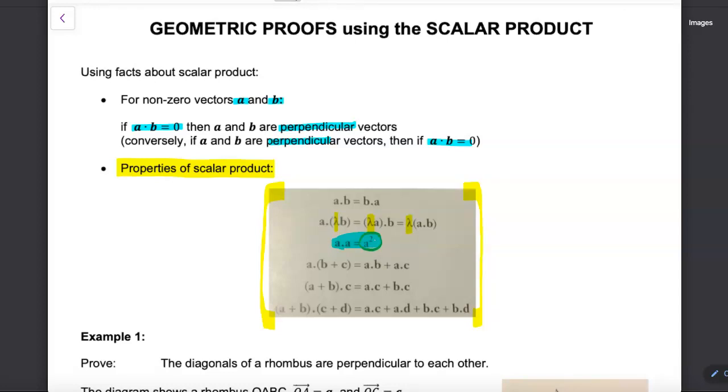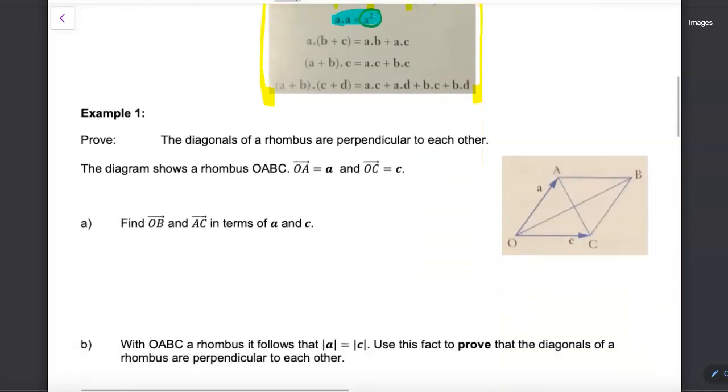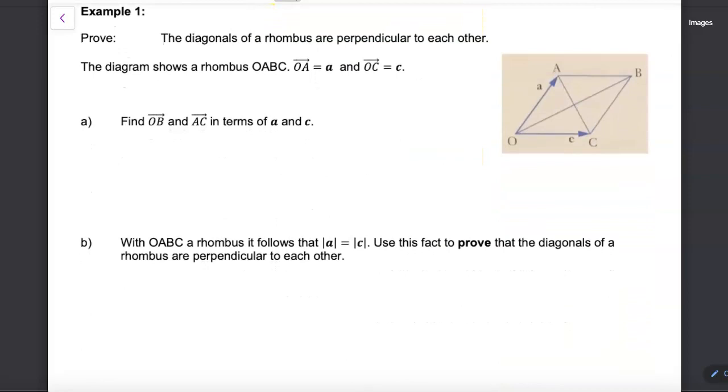So using the facts that we know about the scalar product and its properties, let's have a look at our first example. We want to prove that the diagonals of a rhombus are perpendicular to each other. So what we want to prove is that when we draw in the diagonals, they cross or intersect at 90 degrees. So we've got this rhombus here, rhombus OABC. We're going to call OA vector A and OC vector C.